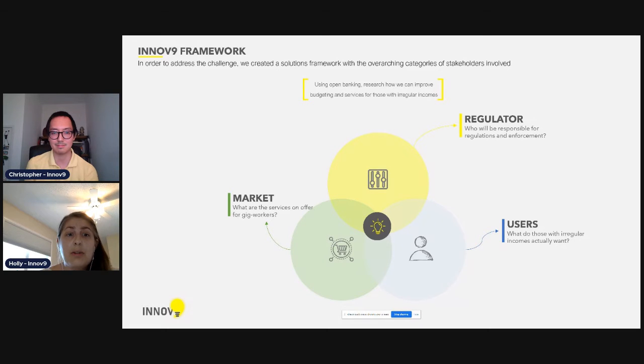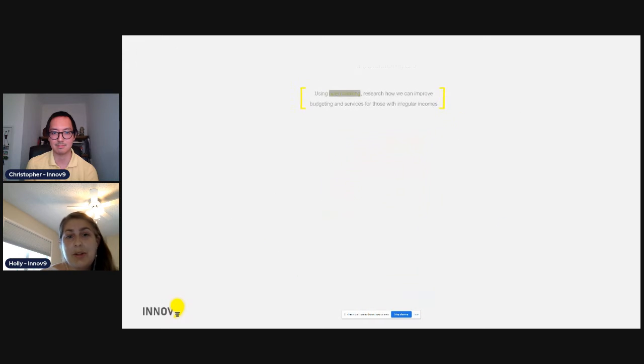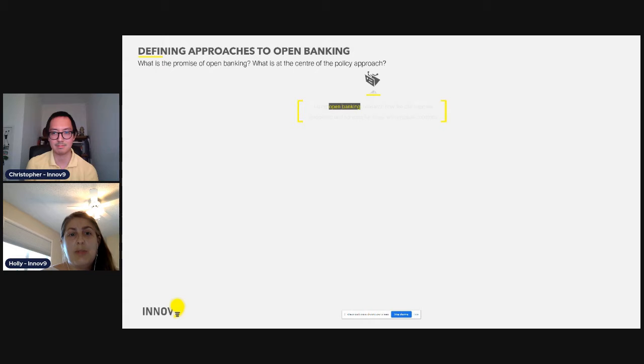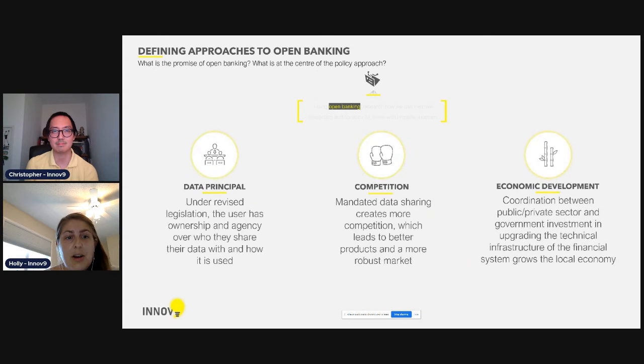So in terms of regulatory landscape, we basically have three choices that you can see on the screen. You can be a data principle focused jurisdiction, you can be a competition focused jurisdiction, or economic development focused. And Canada hasn't quite picked a lane yet, so this is something we took into consideration as we were evaluating folks with irregular incomes. Chris, do you want to pick it up?